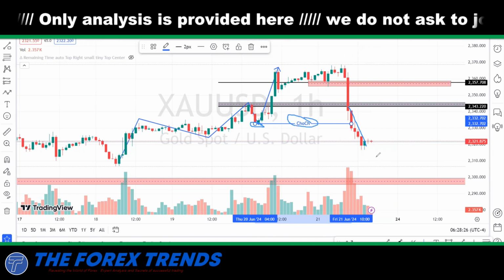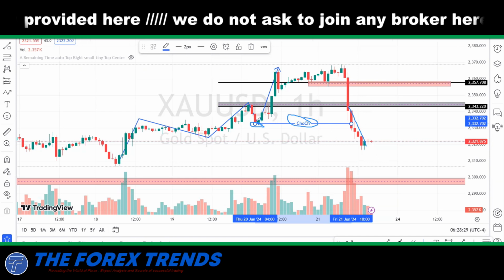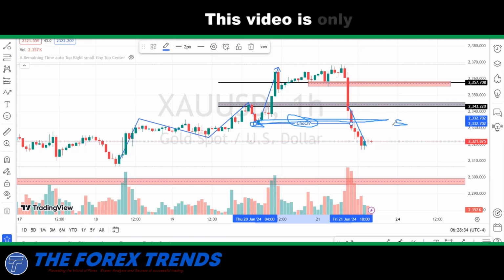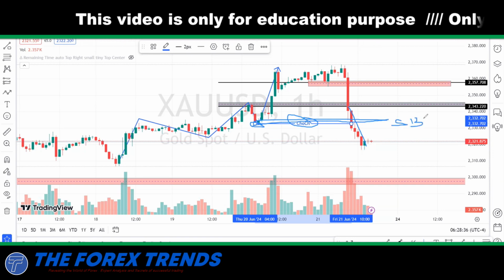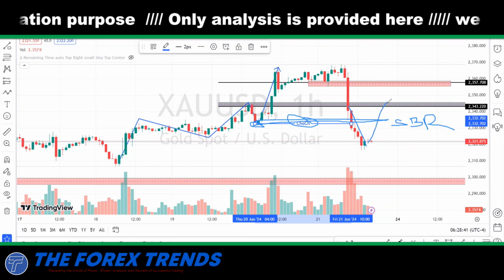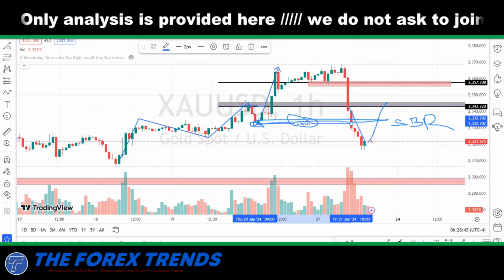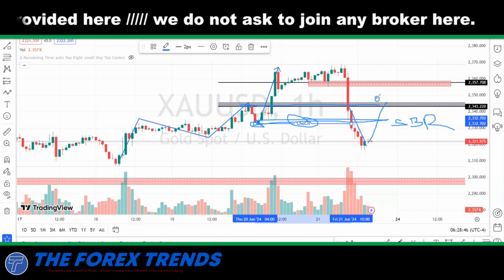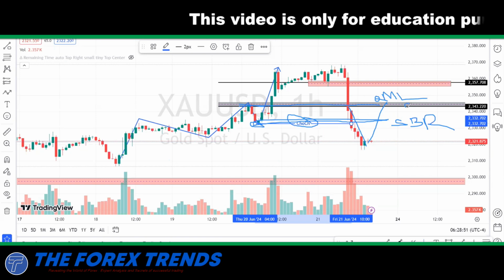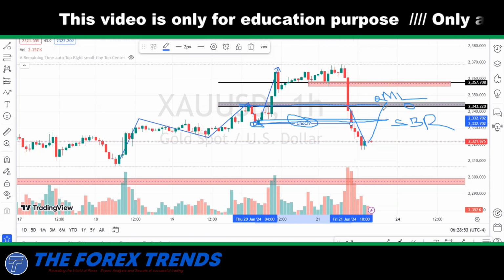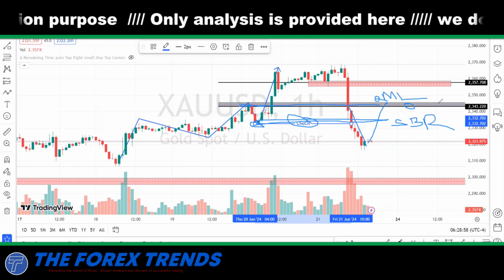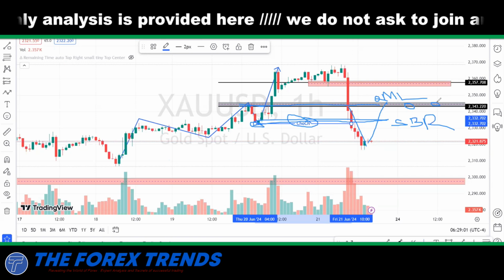After a change of character, we know the market has to retrace up to this level, and this is called support become resistance, that is SBR, or the market has to come up to the Quasimodo level. This is the Quasimodo level, called QML. So in this zone there are multiple confluences. This is a Quasimodo level. This is the Fibonacci 50% level. That's why this zone is a very important zone for selling in gold.